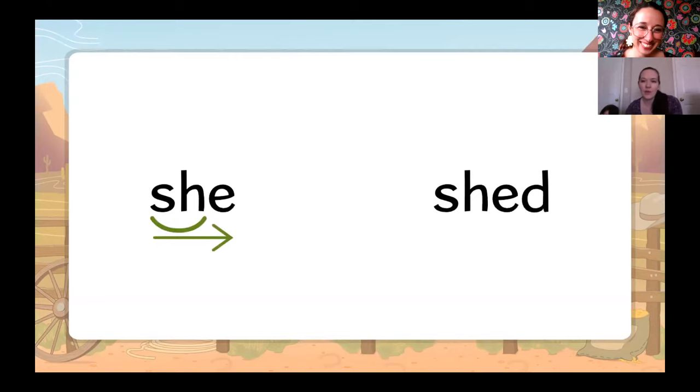S-H-E slide. We are going to add a consonant D to this to build a word. So we're going to arc our S-H digraph and X that vowel E. What does the slide say, Eden?